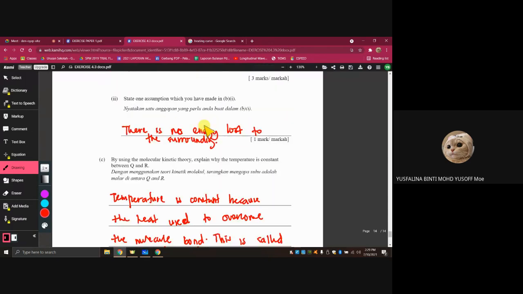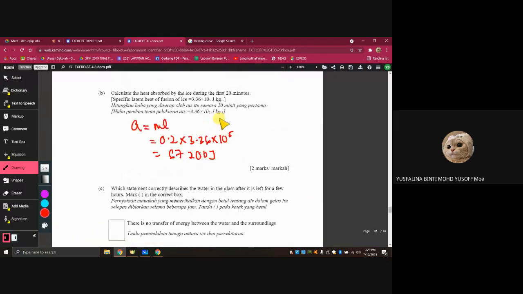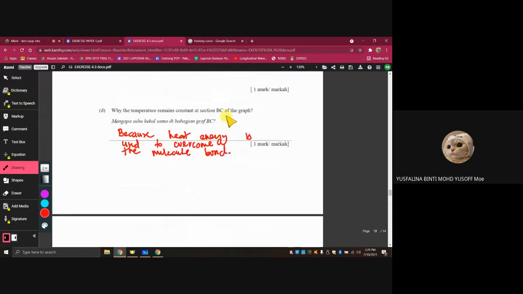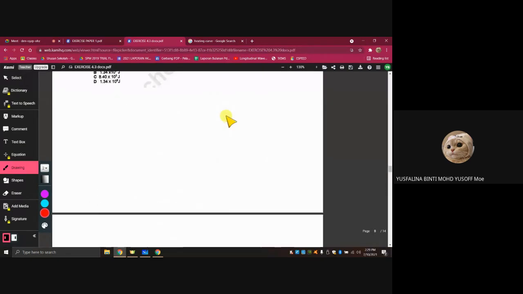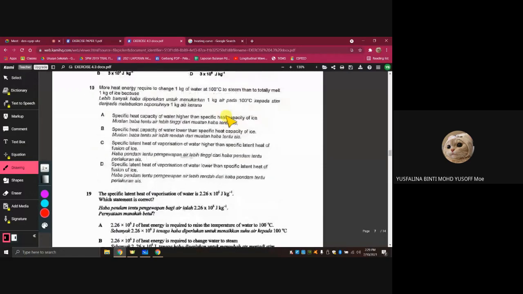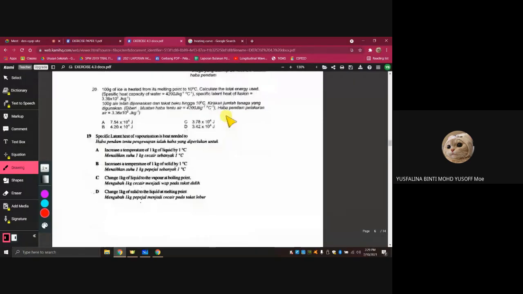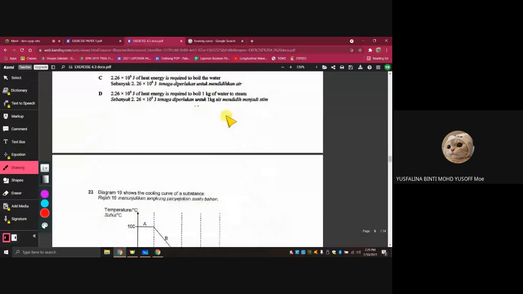Okay, so any question for the 4.3 exercise before I move on to paper 1? Is it okay? Is it clear? All right.